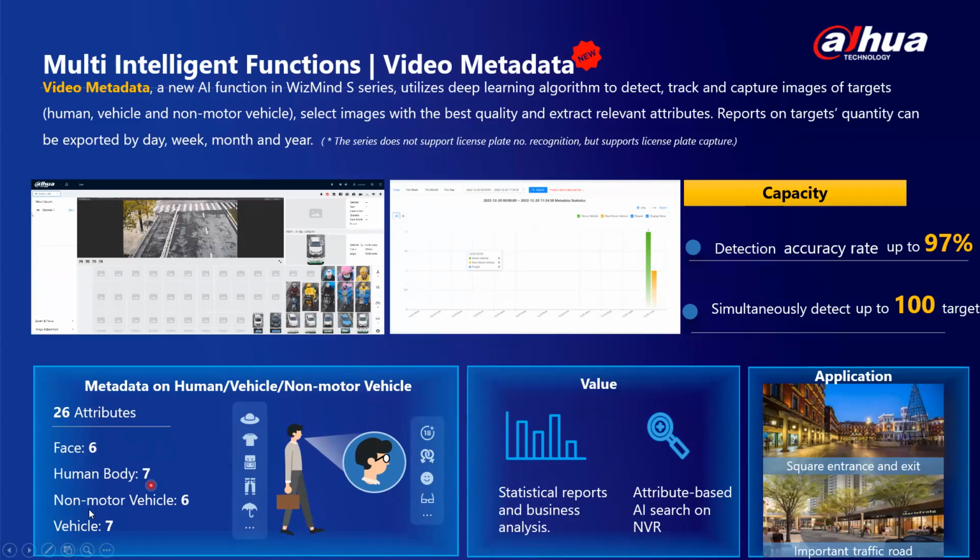We have the non-motor vehicle 6 attributes, the vehicle 7 attributes. So if you count all these attributes, they total up to 26 attributes. For example, the face snapshot provides the following information: it can tell the age of the individual, the gender, and facial attributes, for example, happy or sad. Then again, some accessories on the face, for example glasses, and if they have a mask, it detects the mask.